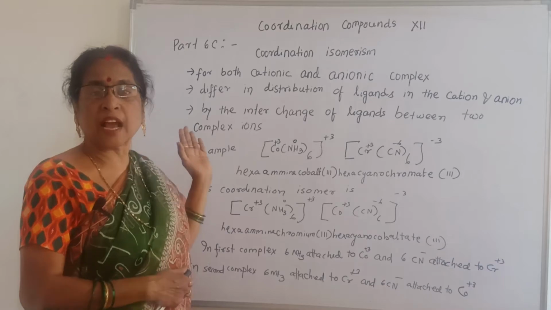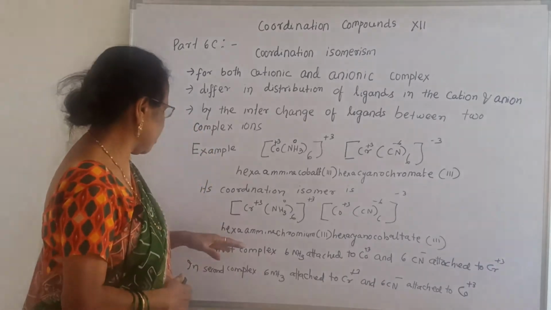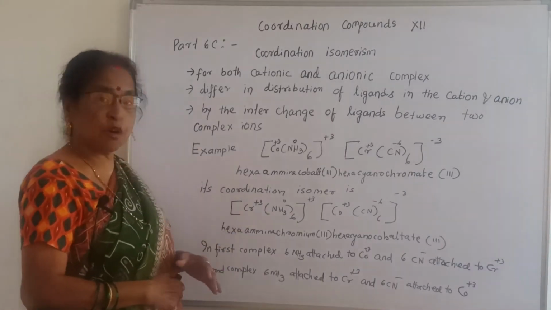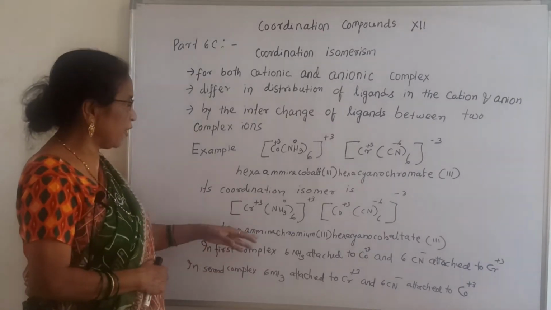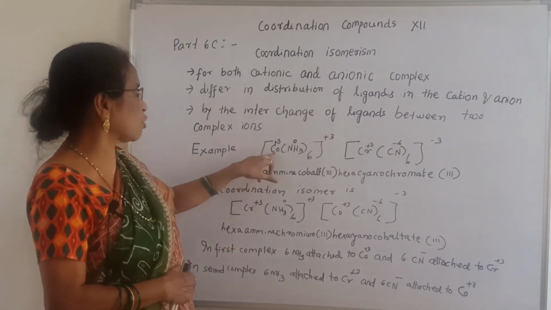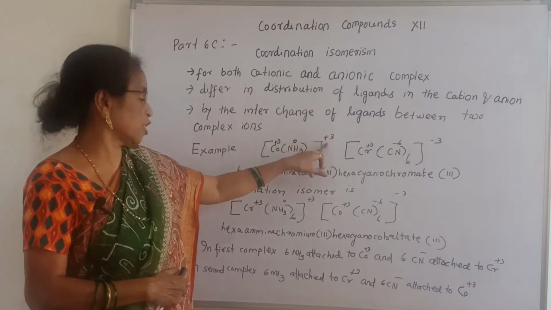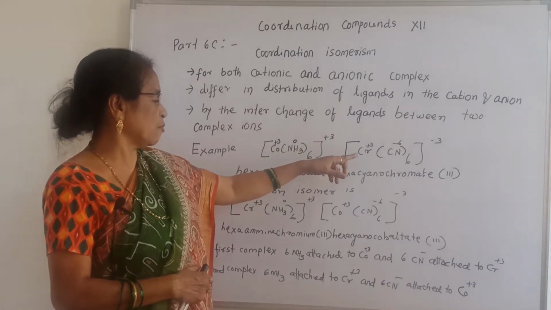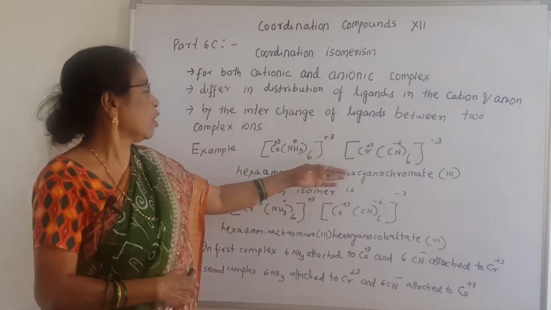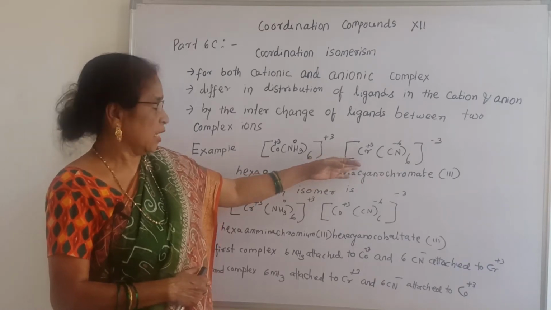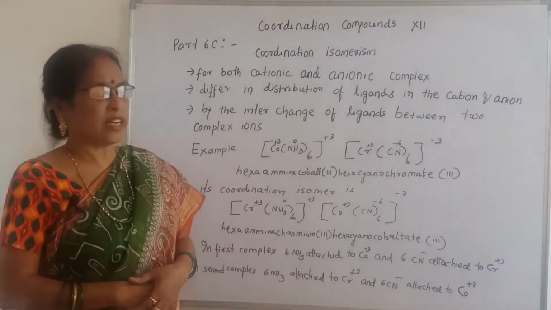Left side should be cation and right side should be anion. So the nomenclature, I hope, is clear. In the first complex, what happens? Six ammonia is attached to cobalt, so the result is plus 3. And six CN minus, or cyano group, is attached to chromium. That is why the result is minus 3.